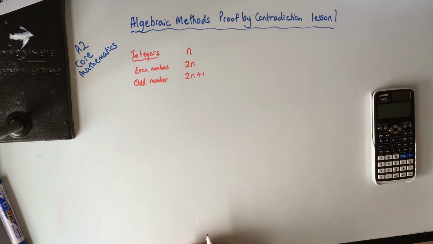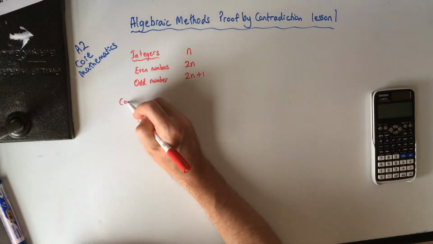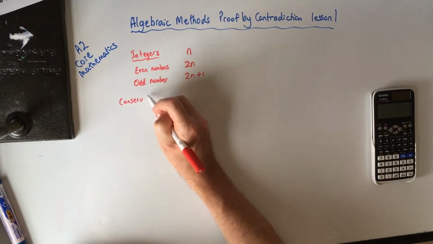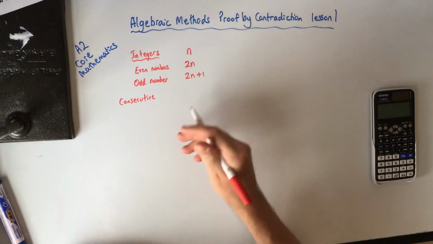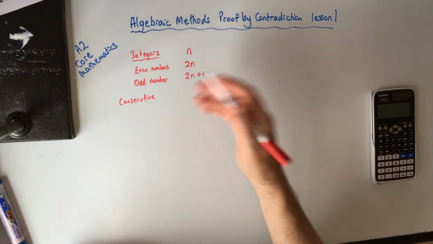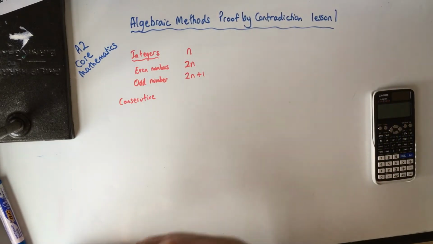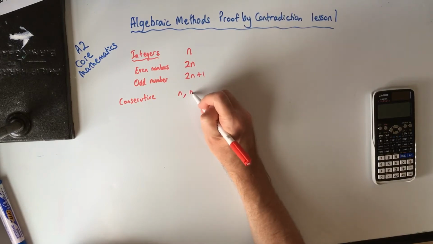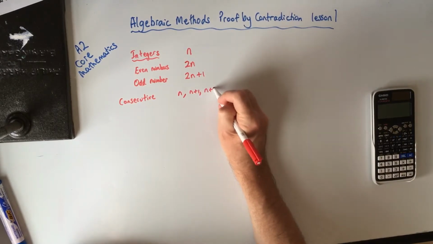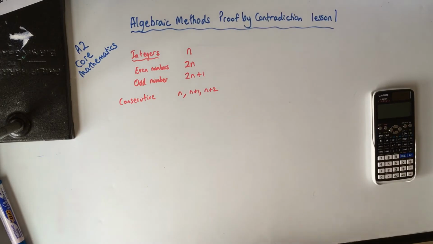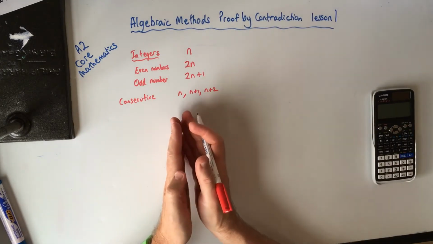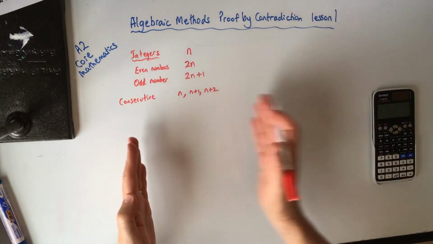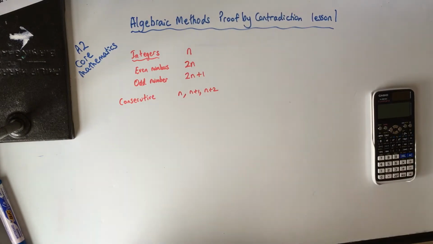Okay, consecutive numbers. You'll remember this, you will have come across these, so that's one after the other. So if mathematicians are describing consecutive numbers, they usually use n and then n plus 1 and n plus 2 for 3 consecutive numbers, or you could again easily use n, n plus 1 and n minus 1 as 3 consecutive numbers, so be aware of that.